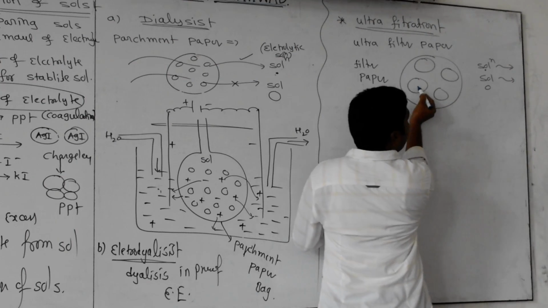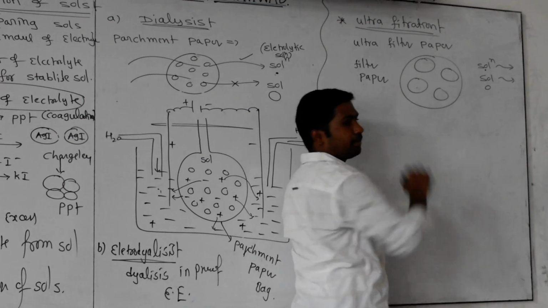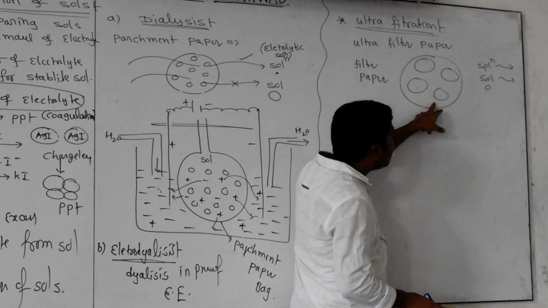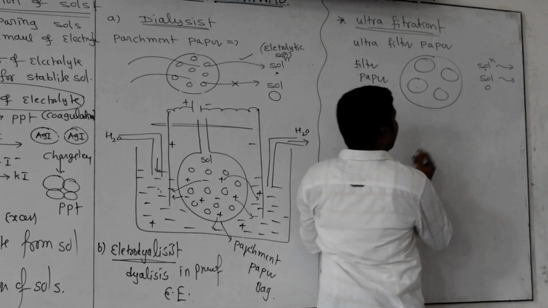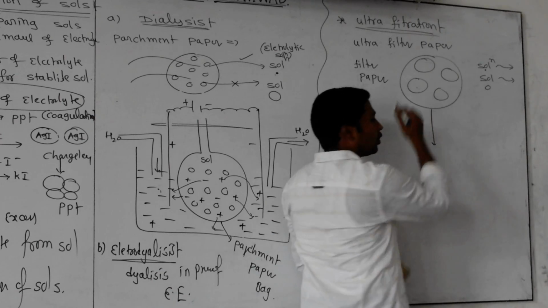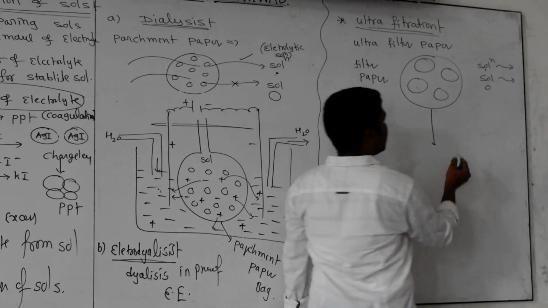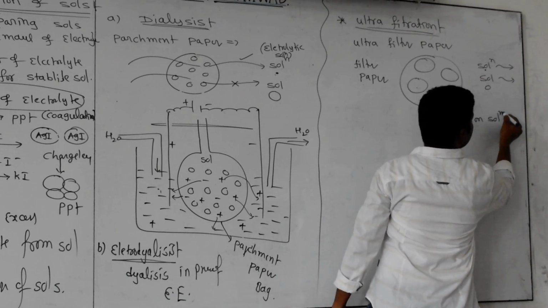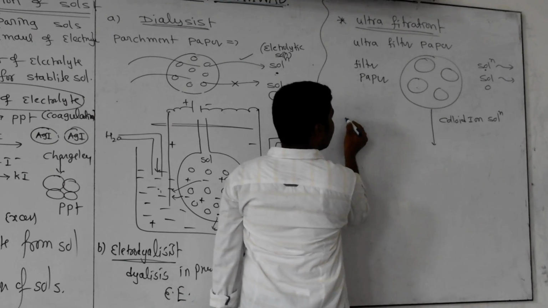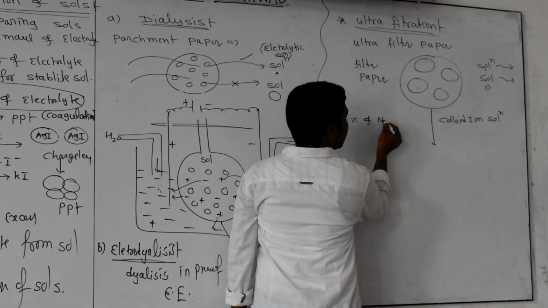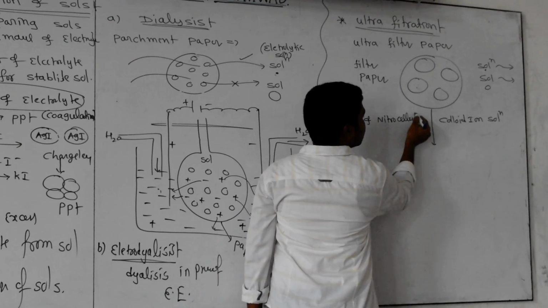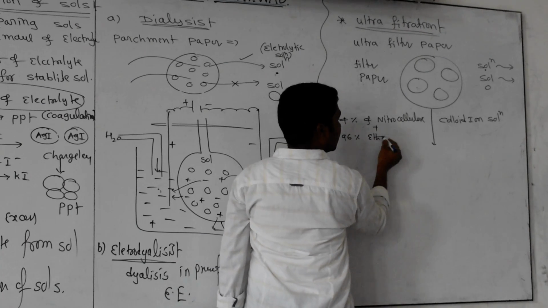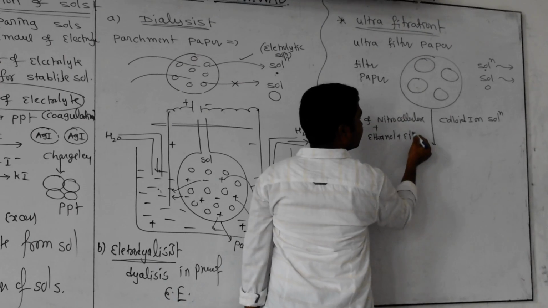So what should I do? Yes, very good. We have to reduce the size of the holes in the filter paper. We can't increase the size. For that, I take this normal filter paper and dip it in one special solution. That is called collodion solution. What is this collodion solution, sir? This is nothing but 4% nitrocellulose solution, plus the remaining 96% is ethanol plus ether.